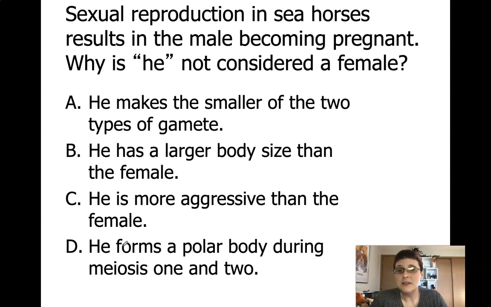And the answer here is A. Even though he's the one that becomes pregnant, he still makes the smaller of the 2 types of gametes. He still makes the sperm. The way the male in seahorses becomes pregnant is the female transfers her eggs over to the male into his pouch, and then he fertilizes them and carries them around.